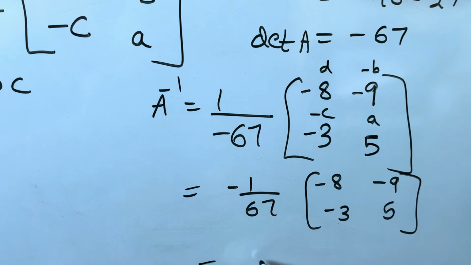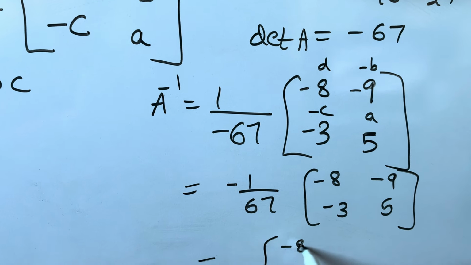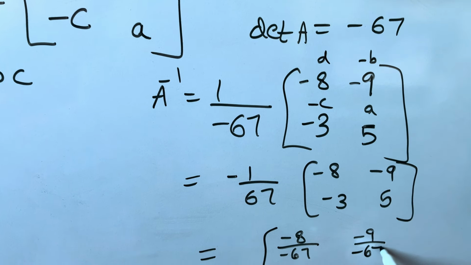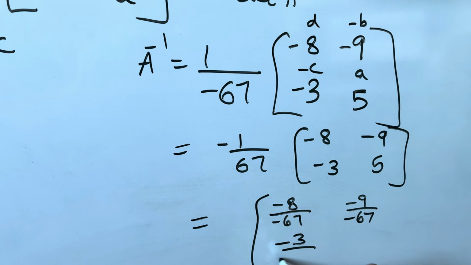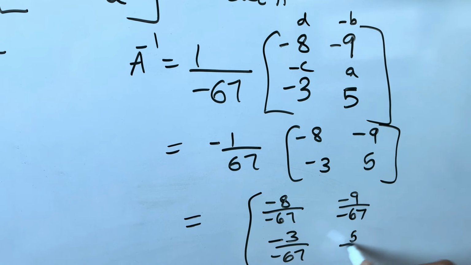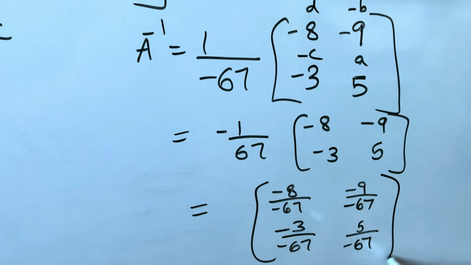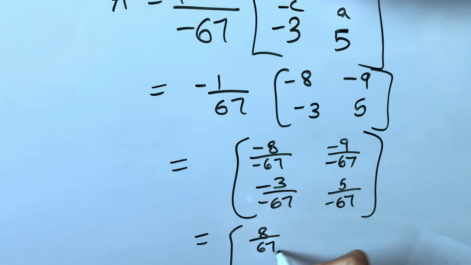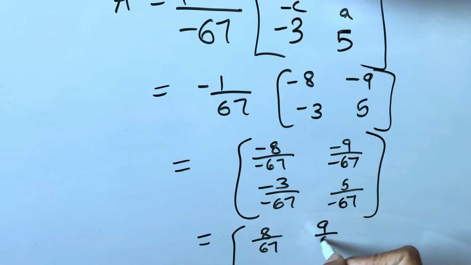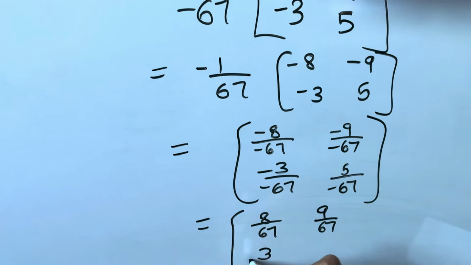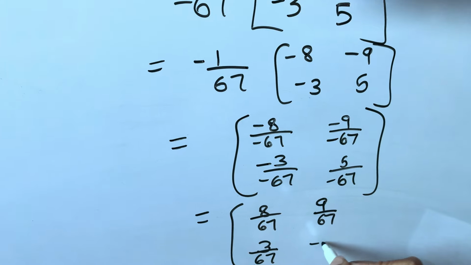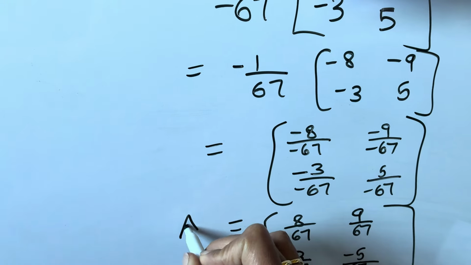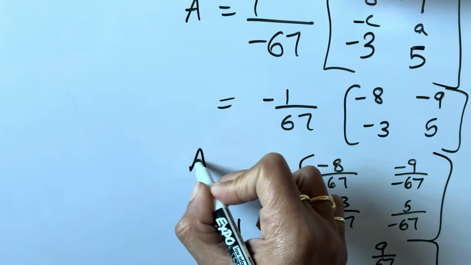Which is nothing but minus 8 by minus 67 and minus 9 by minus 67, minus 3 by minus 67, 5 by minus 67. So I can rewrite this as 8 by 67, 9 by 67, because negative and negative get cancelled out, 3 by 67, minus 5 by 67. So this is my A inverse.